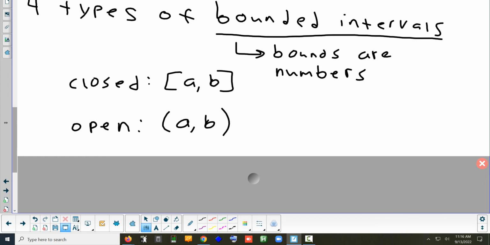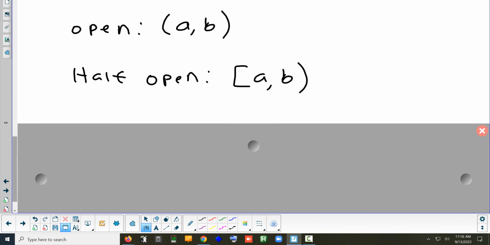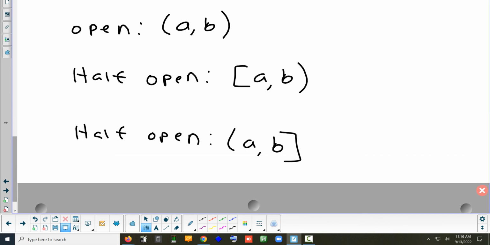What else do you think we can have besides closed and open? Yeah. We can have a half open interval. This one is specifically half open on the right, and that one is half open on the left. So in the top one, you can include A, but you cannot include B in your interval. And in the bottom one, you cannot include A, but you can include B.